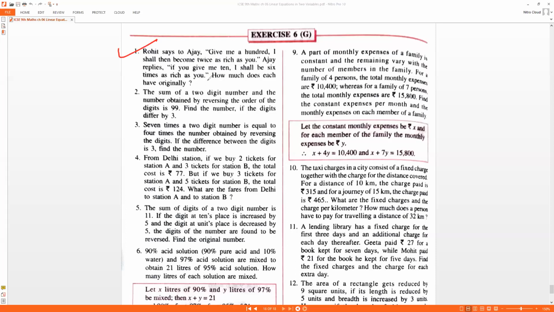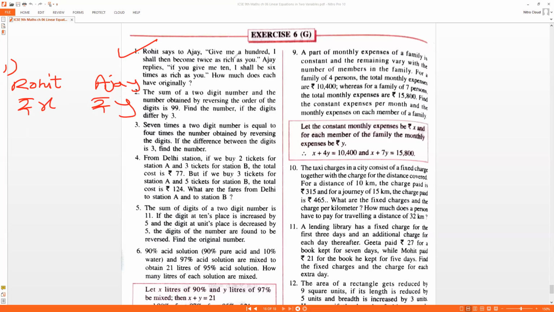First, Rohit says to Ajay, give me 100, I shall then become twice as rich as you. So what we'll say here, first, we'll say Rohit. Just listen, then try to solve. Rohit and Ajay. Let the amount Rohit has be rupees x initially, and Ajay has rupees y.